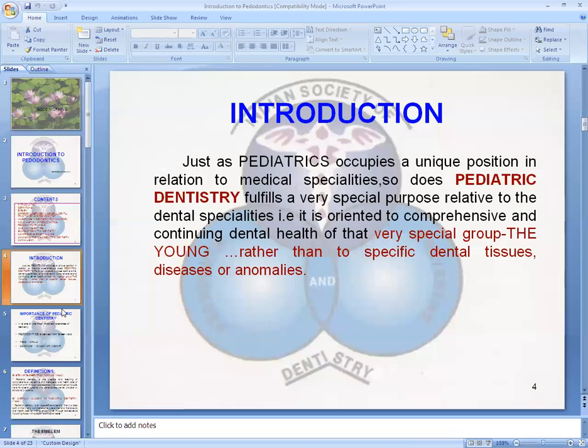Very special group means the young children. Okay, and then what do we see in pediatric dentistry? We see the specific dental issues, diseases or anomalies related to the child patient. Now this is the introduction. It's very easy. You can write in your own words also if you understand it.